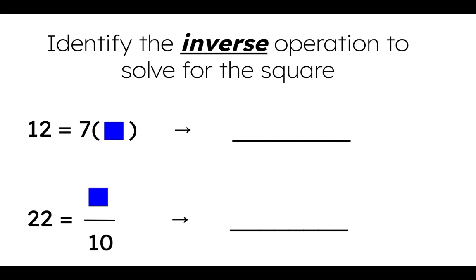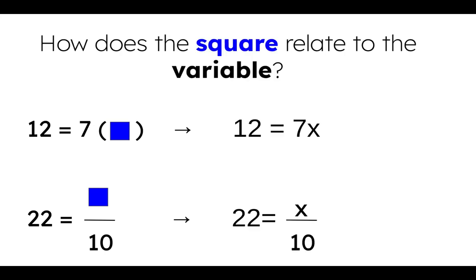Now, moving away from our elementary brain, we replace this box with x's in our algebraic minds. So 12 equals 7x. My inverse would be 12 divided by 7 gives me x. And then 22 equals x over 10. My inverse would be multiplication. 22 times 10 equals x.